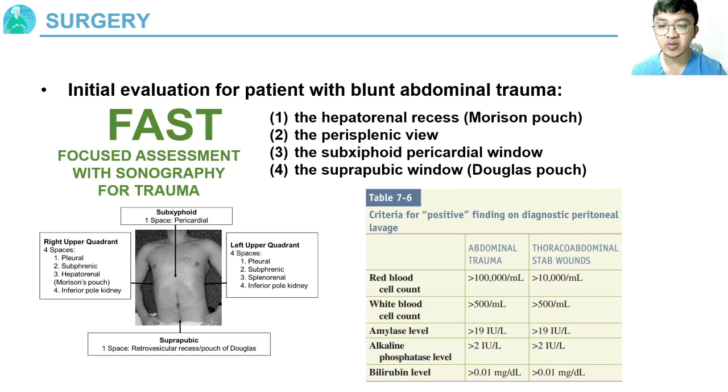Again, RBCs more than 100 for abdomen, more than 10,000 for thoraco-abdominal stab wounds, white blood cells more than 500, amylase more than 19, ALP more than 2, and bilirubin more than 0.01.